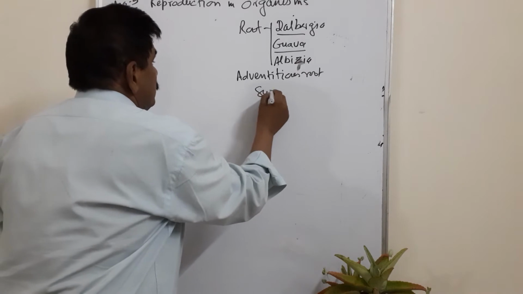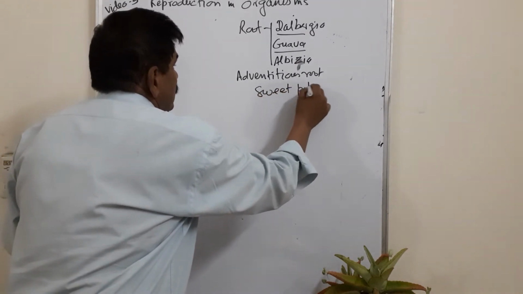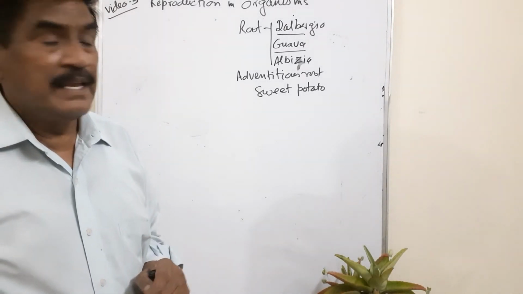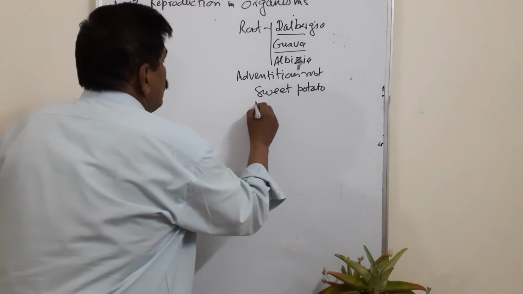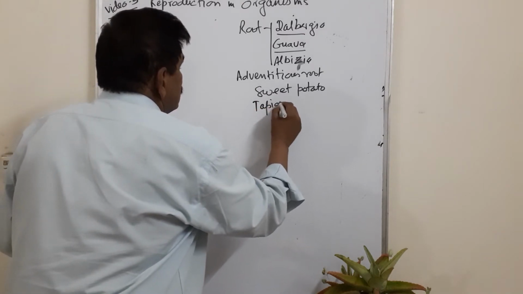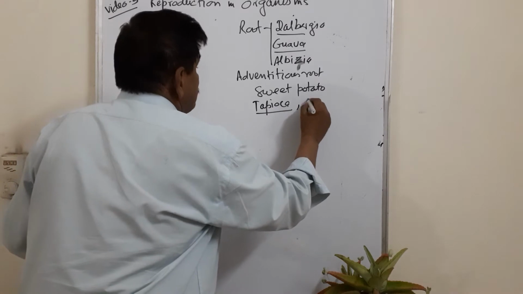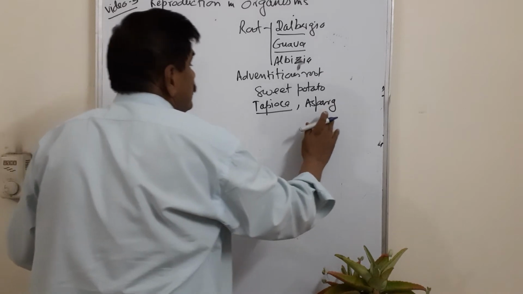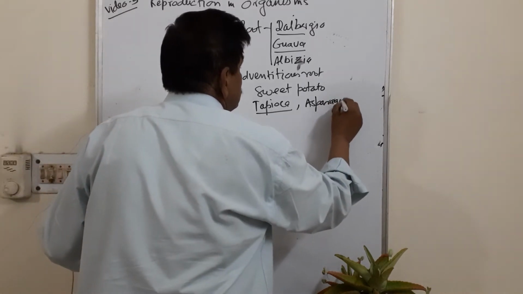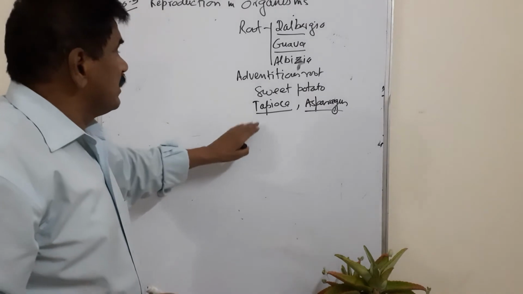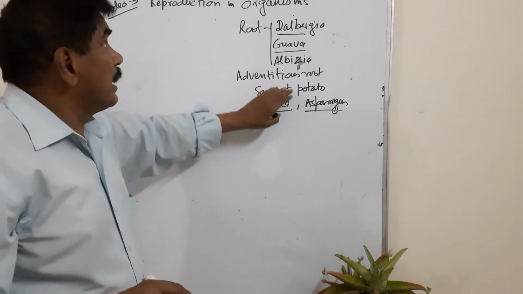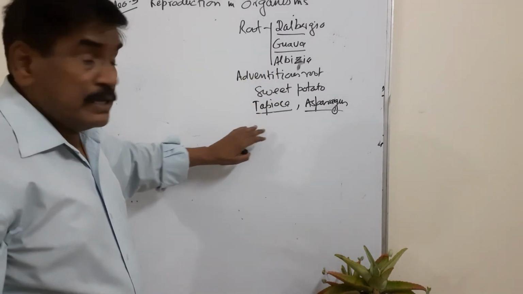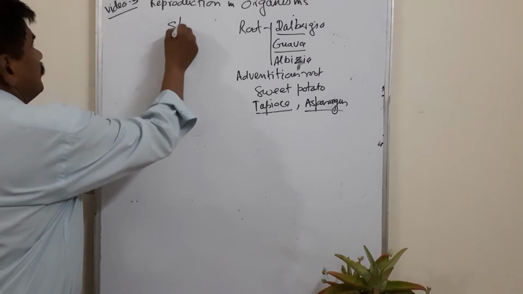Say adventitious root. Say sweet potato. You know sweet potato? We commonly call it shakarkand. Sweet potato, tapioca, say asparagus. These are the plants where the adventitious root produces a new plant. Now, along with root, the stem of many plants.